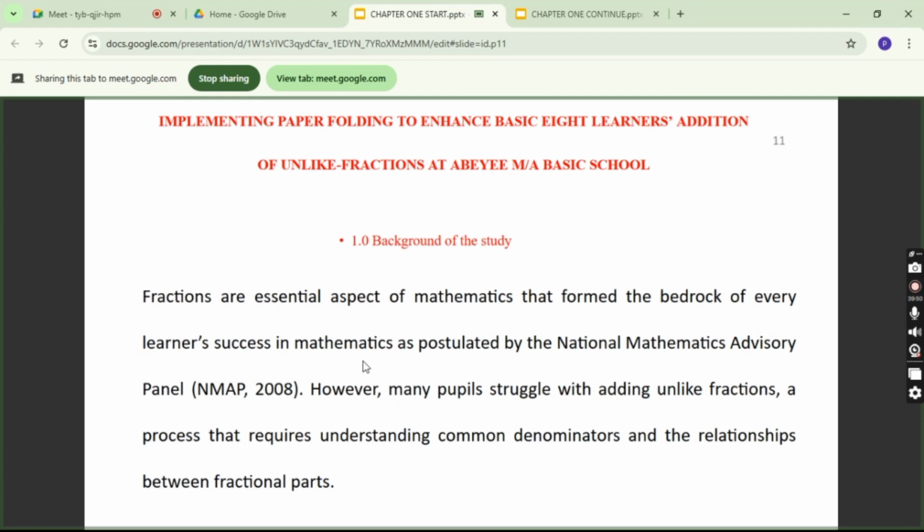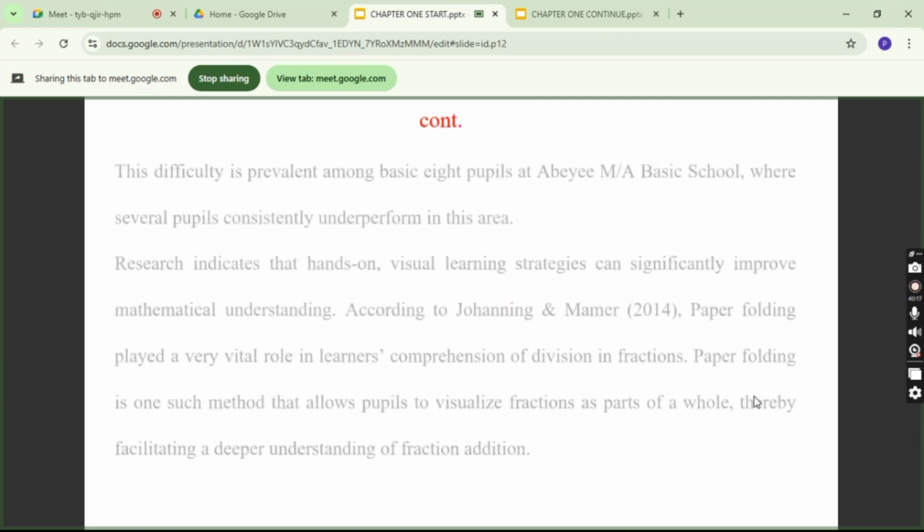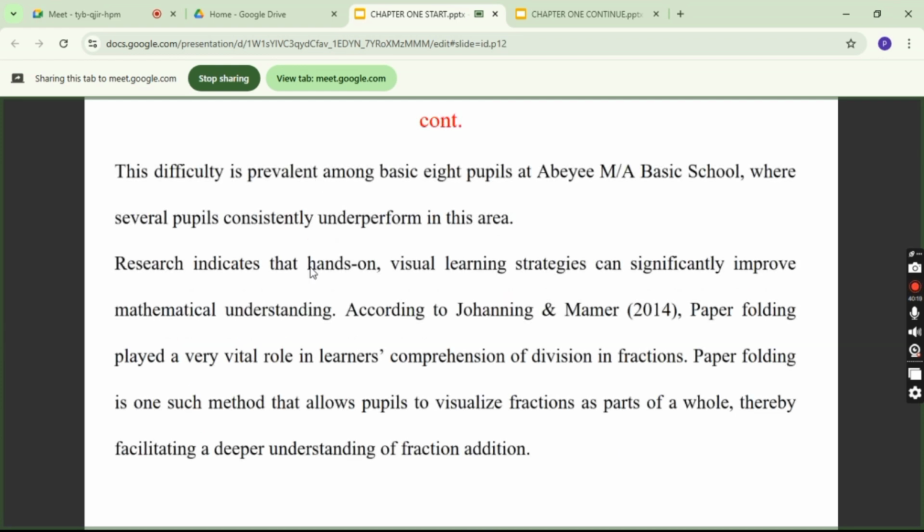I explained the unlike fraction. So if you are asking about multiplication, you explain mathematics, you move further to explain multiplication, then you move further to explain the 2 by 2 or 3 by 3. So from here, I explained mathematics. I linked it to paper folding, the method that I'm using.